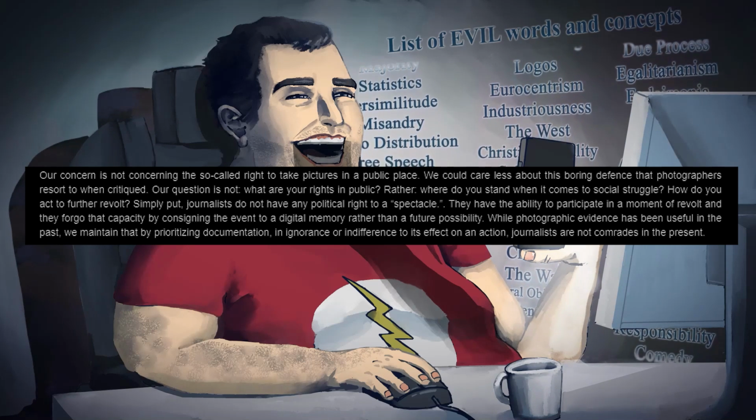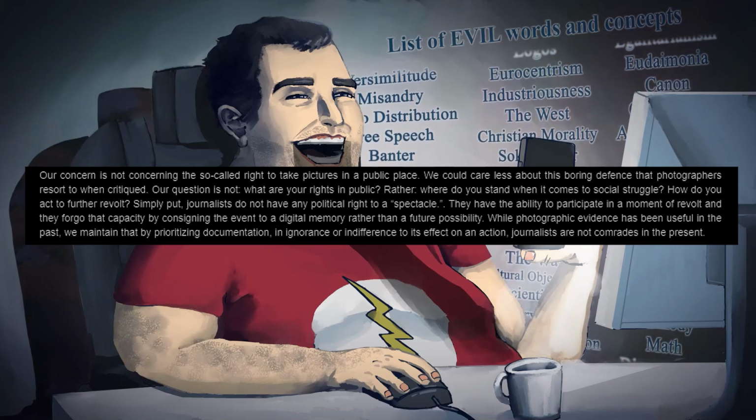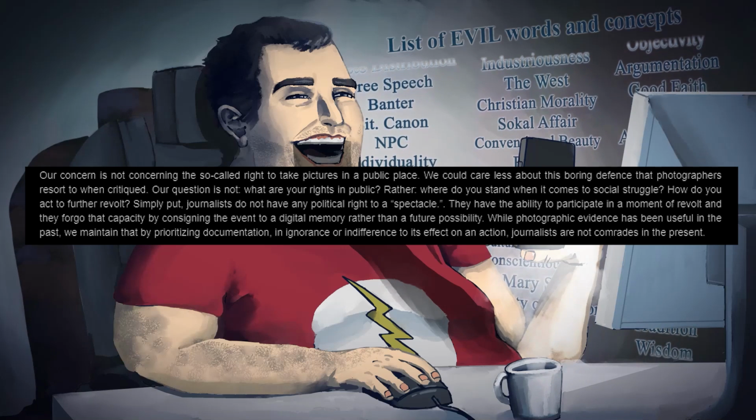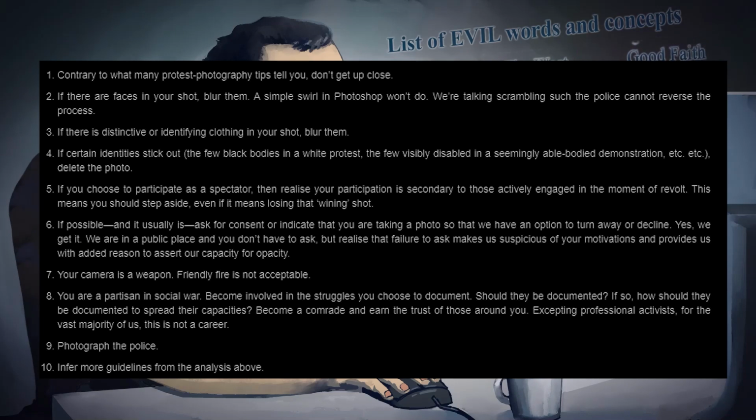This is not a liberal defense of being anonymous. This, in fact, strips away people's right to be a bystander. This is George Bush level "you're with us or against us" shit. And of course, they have 10 rules.